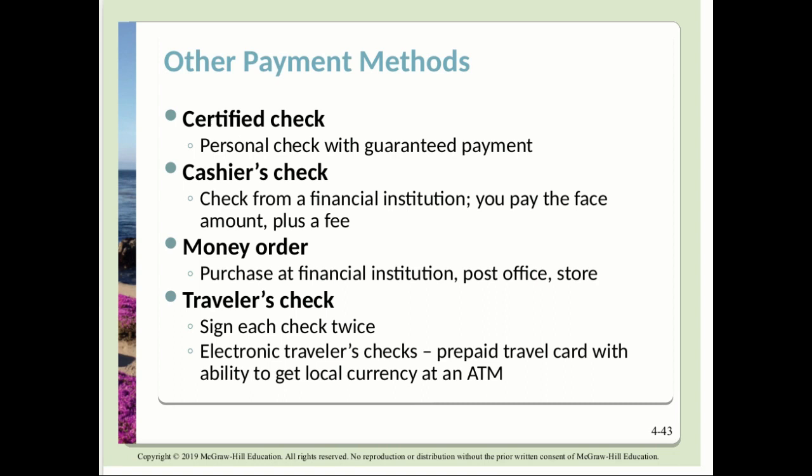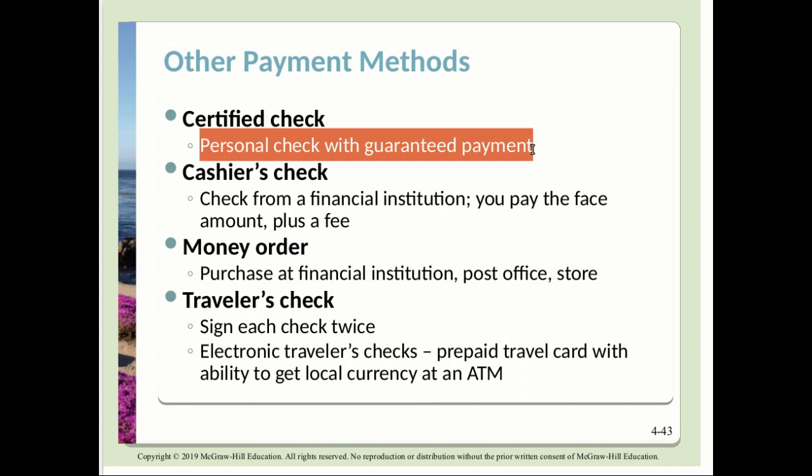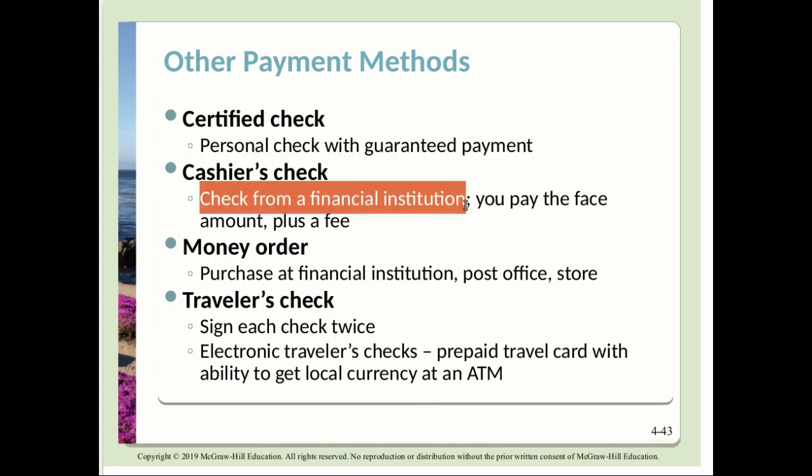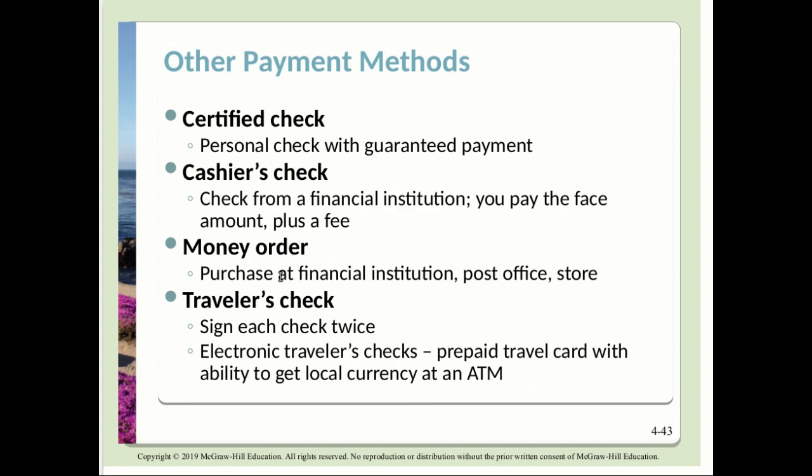You also think about other types of checks. A certified check is where you have a personal check with guaranteed payment. You go to the bank and they will certify that those funds are there and they mark it on the check. A cashier's check is one that you go to the bank, you go to the teller, and they will give you a check that is verified, it's guaranteed that whoever you give that to, they're going to get that money. You're also going to pay a fee for that. Money orders are like a cashier's check. You can buy them at the post office or something like that. Traveler's checks really aren't used much anymore.